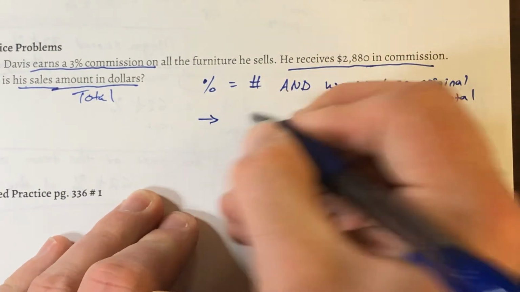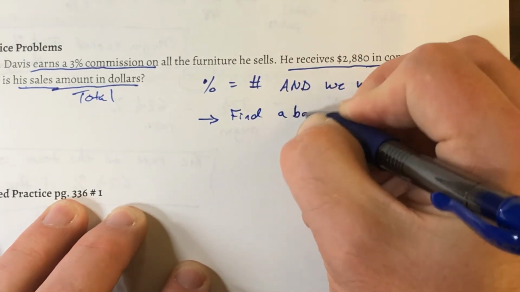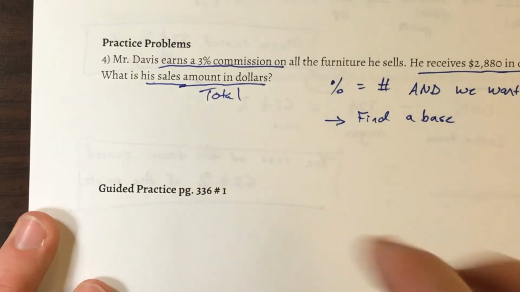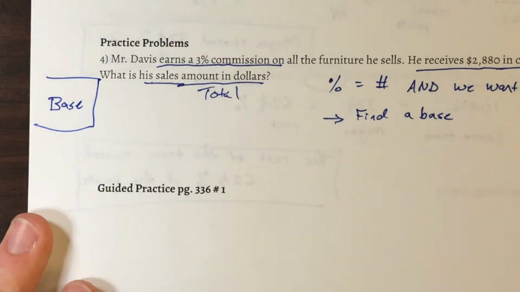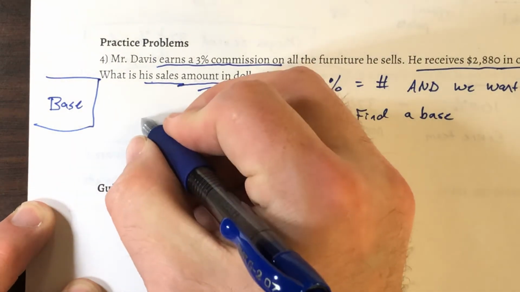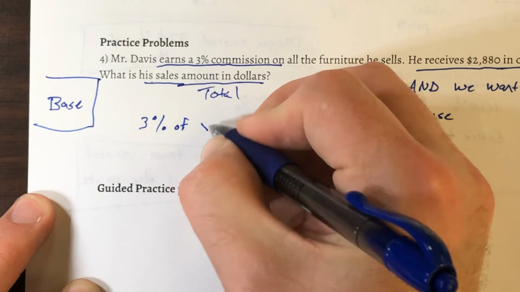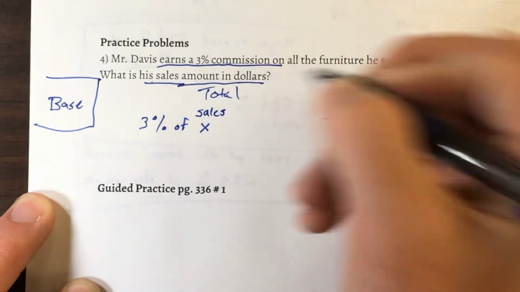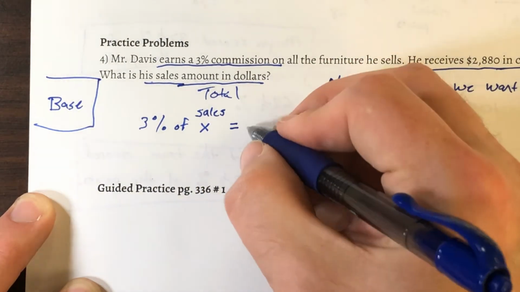That means we need to find a base. So this is a find a base type problem. Just going to write that over here. All right, so how do I set that up? Let's start with our percentage. 3% of a number. This number represents our sales, the total amount, our base. It is equal to $2,880.